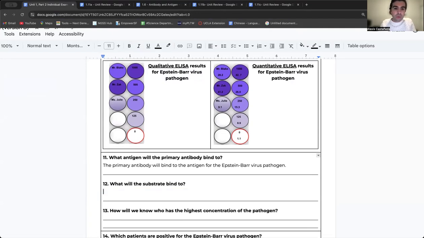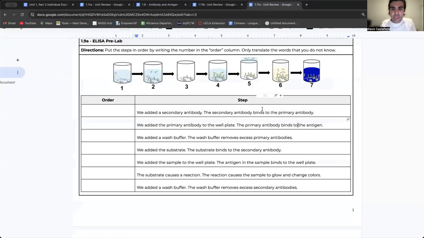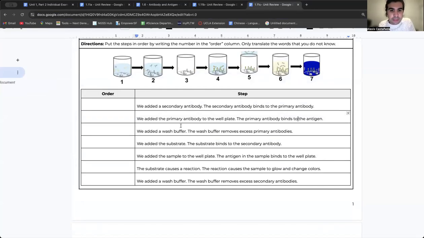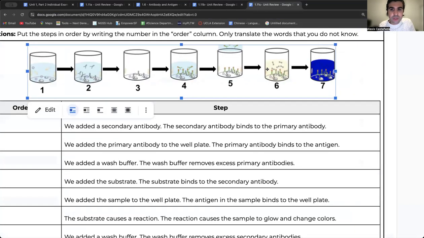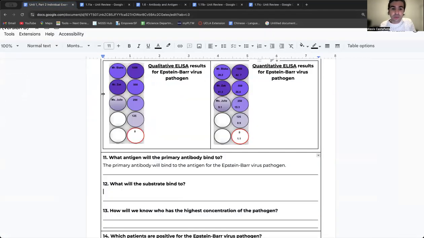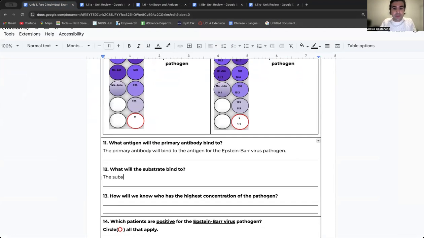Okay. What will the substrate bind to? Well, if we look here, our substrate binds to the secondary antibody. Here we have the secondary antibody that's in the solution. We added the substrate. That substrate binds to that secondary antibody, and that's what causes the solution to glow. So that's what I would put here. The substrate binds to the secondary antibody.